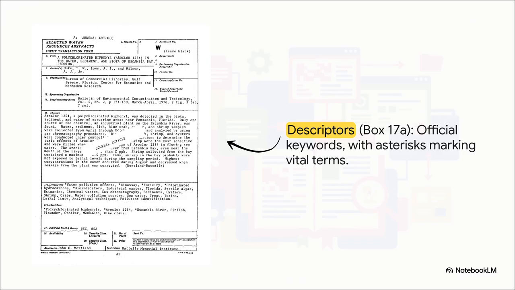Okay, now look at box 17A. These are the descriptors. You can see these official-sounding terms like bioassay and toxicity. And do you see the asterisks next to water pollution effects and bioindicators? That's weighting in action. It's signaling the core topics of the paper. This is basically the manual version of what Google's algorithm does billions of times a day.